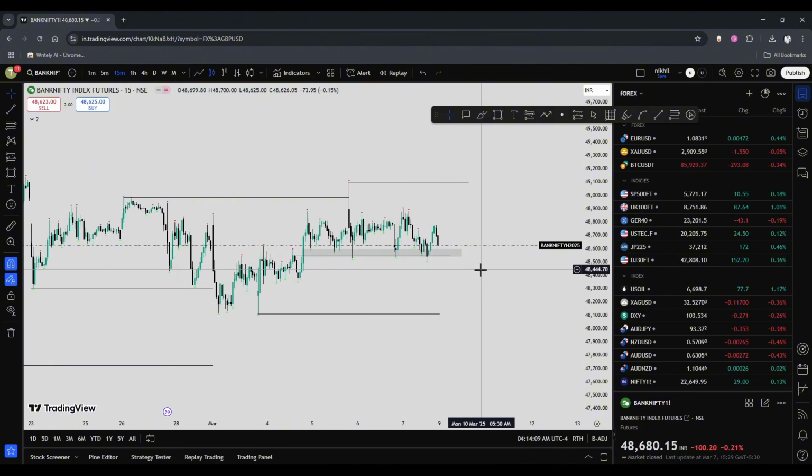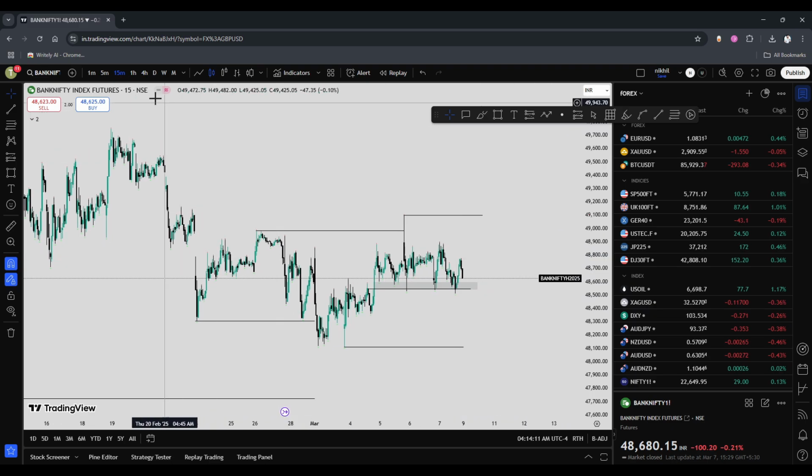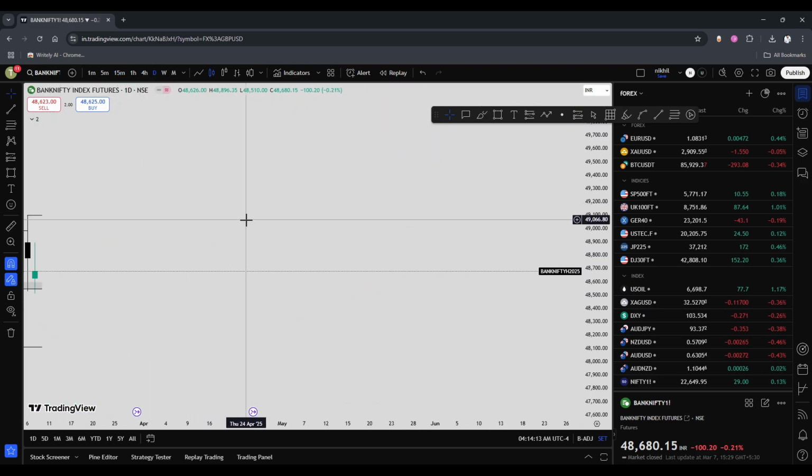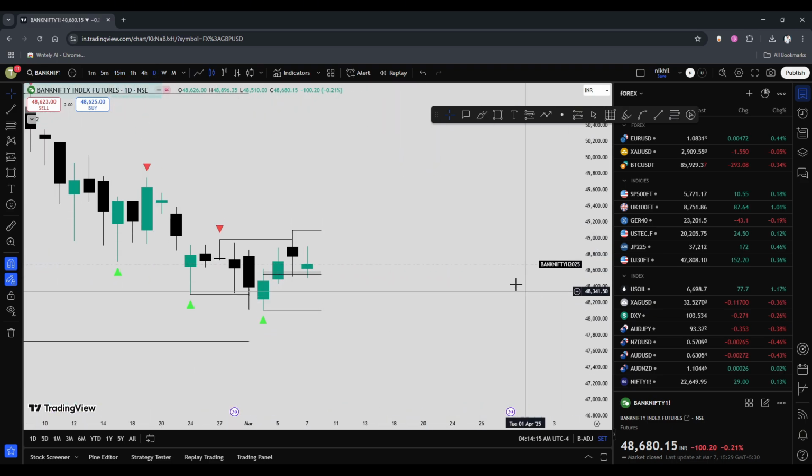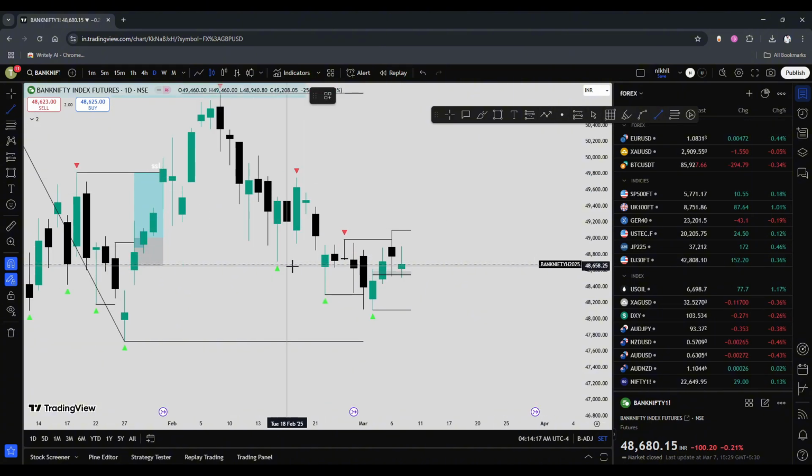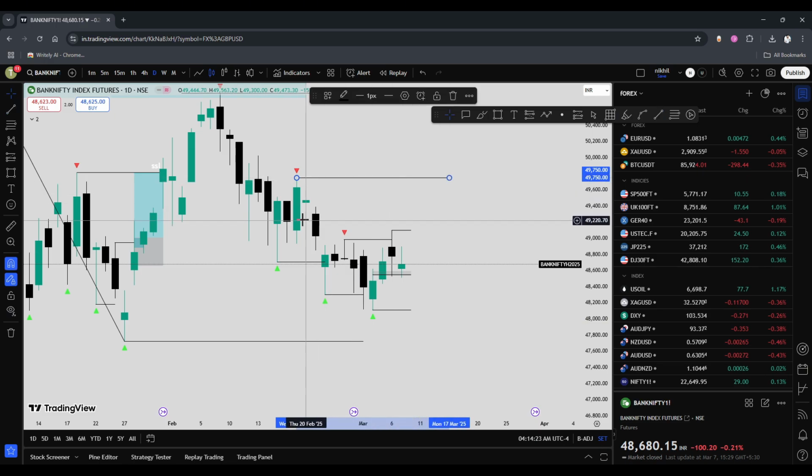This is going to be the make or break level for Bank Nifty, and if we sustain this level, then we can expect higher prices, which is around 49,750, and we have already mitigated this daily fair value gap, but I don't think that it will be tested again. So if we sustain that 1 hour fair value gap, price can go higher from here.